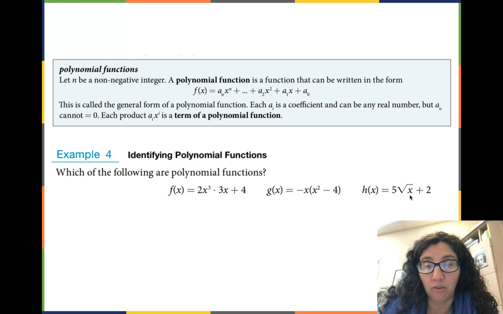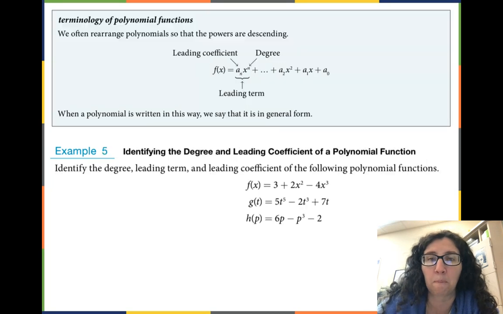How about this one? 5 times the square root of x plus 2. No, because, why? This exponent is 1/2, and that's not an integer. Okay, so we're not dealing with any square roots or cube roots. And it also has to be positive. Sorry, I didn't emphasize that. So nothing like 1 over x. Okay, just what you expect and have been using as polynomials, that's what polynomials are. No weird terms like cube root of x or 1 over x squared or anything.